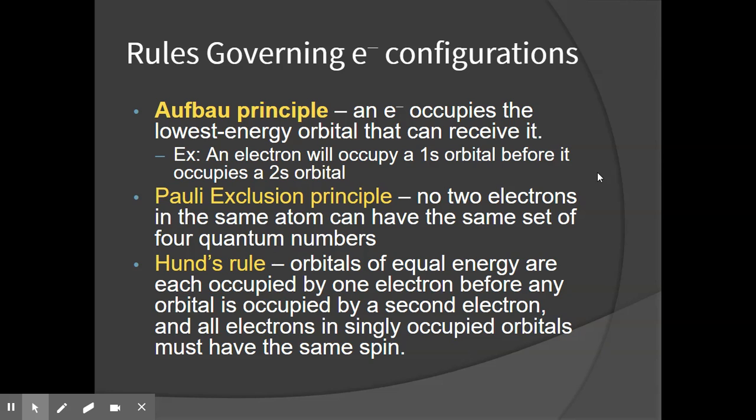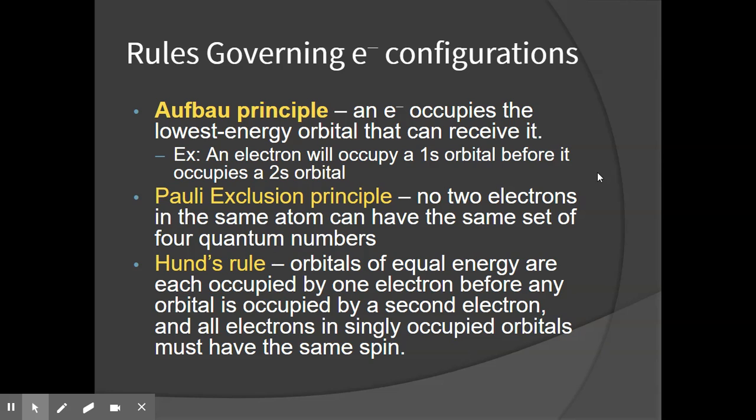The second is the Pauli Exclusion Principle, which says that no two electrons have the exact same set of quantum numbers. For the most part, we just use that to note that if you have two electrons in the same orbital, like the two that are in 1s, one spinning clockwise, one spinning counterclockwise, their spin quantum number is different.